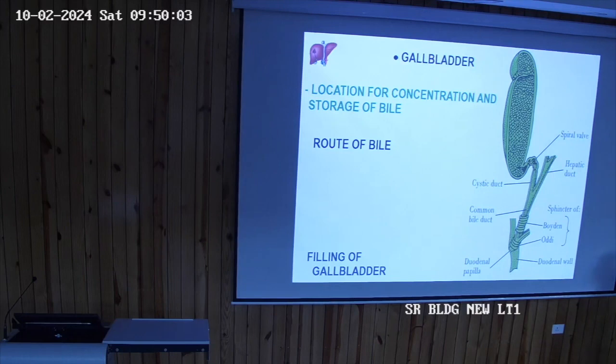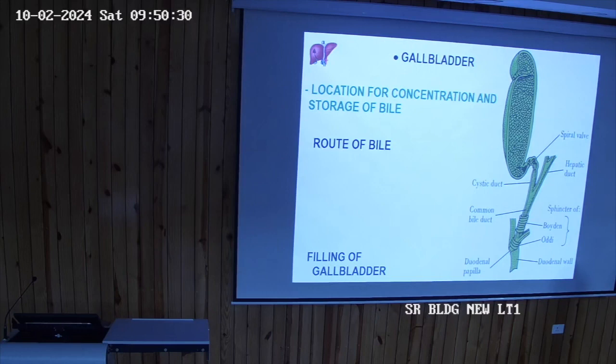Now next we have the gallbladder. Now what is the function of the gallbladder? Where is it located? See, basically it is present in association with the liver. So it is present on the visceral surface. There is a fossa for the gallbladder on the surface of the liver where it is present, and it stores bile and concentrates the bile, and it secretes it as and when it is required.